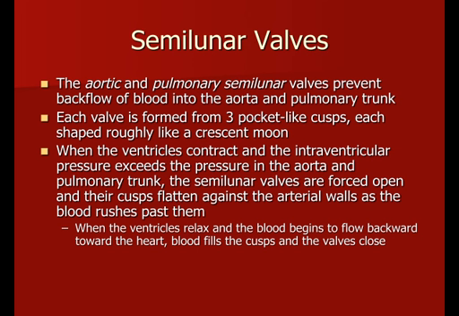The aortic and pulmonary semilunar valves prevent backflow of blood from the aorta and pulmonary trunk, so once they're leaving, it can't come back. Each valve is formed from 3 pocket-like cusps, each shaped roughly like a crescent moon. When the ventricles contract and the interventricular pressure exceeds the pressure in the aorta and pulmonary trunk, the semilunar valves are forced open and their cusps flatten against the arterial walls as the blood rushes past them. Once they relax and the blood begins to flow backwards through the heart, blood fills the cusps and the valves close again.